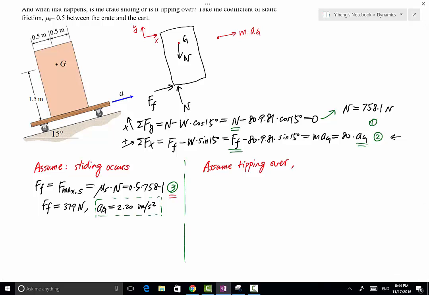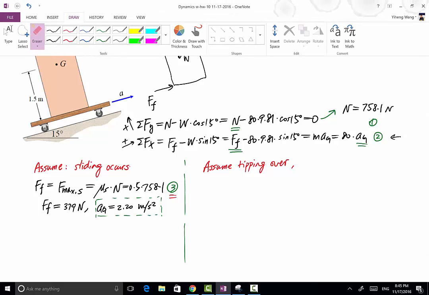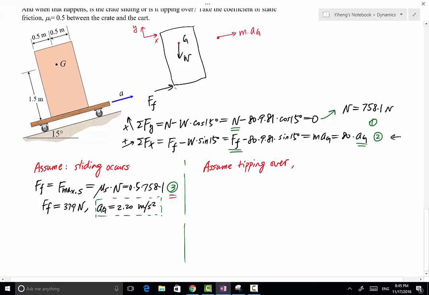Based on what we've learned back in statics, we know that when tipping over is about to occur, we actually know the location of normal force. Before, we wouldn't know the location of normal force, but now we know that the normal force has to be placed at this corner. Let's call it point A. So with this specified location, now we can write our moment equation of motion.